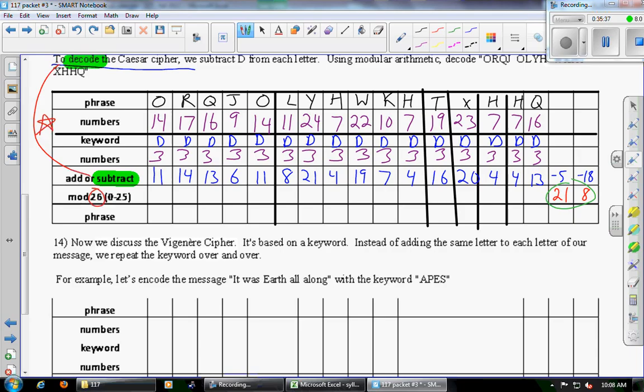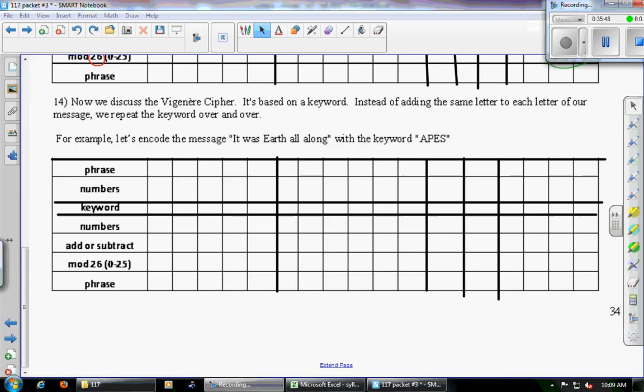So if you add 26 to this negative 5, what do you get? 21. I know you guys have a lot of practice working with negative numbers and signed arithmetic, so be very careful. It's easy to make mistakes with these negatives. When you add 26 to the negative 18, what do we get? We get 8. Real easy to get those wrong, so make sure you take your time.